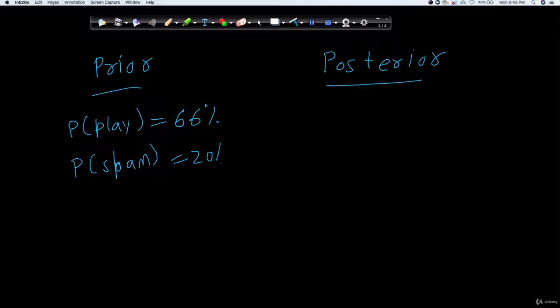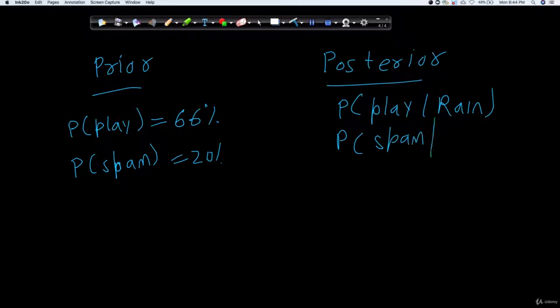Now in posterior, what comes? Like when I was saying the probability that I'm going to play given that rain has occurred, or when I said the probability that it's a spam given that the word Viagra is present in my letter. So this is going to be your posterior kind of probability.